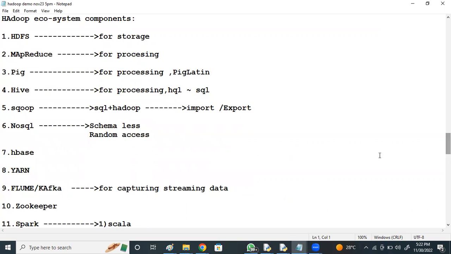In the last class, I was discussing Hadoop ecosystem components. MapReduce for processing, Pig, Hive.